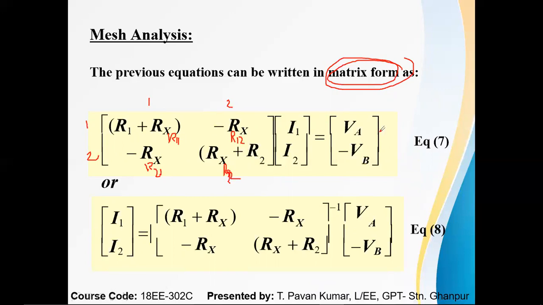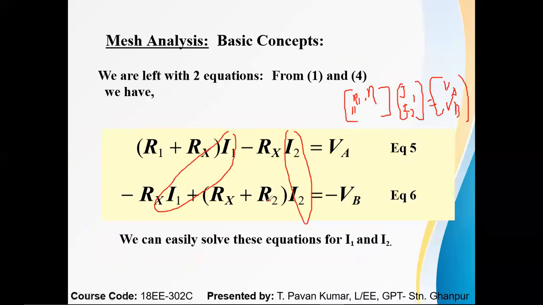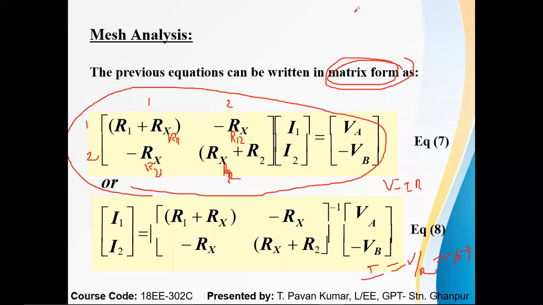This is I1, I2, VA, VB. So you can show it in the form of a matrix, or you can show it in the form of the inverse of this matrix. The inverse of this means I is equal to V by R. You can show it in the form of V equals IR, or in the form of I equals V by R. V by R is nothing but V into R inverse. So same thing, you can observe over here by observing these two equations in matrix form. Right, let me move to the next slide.